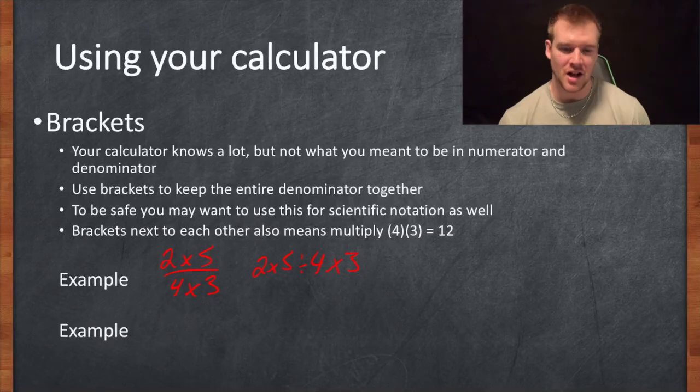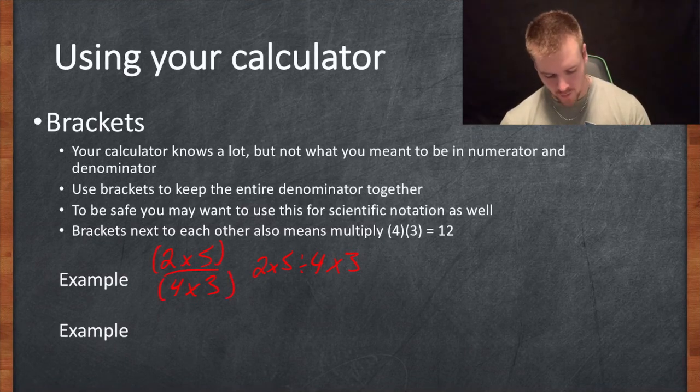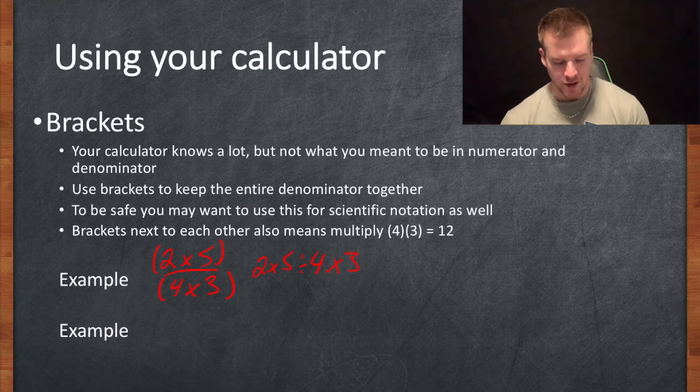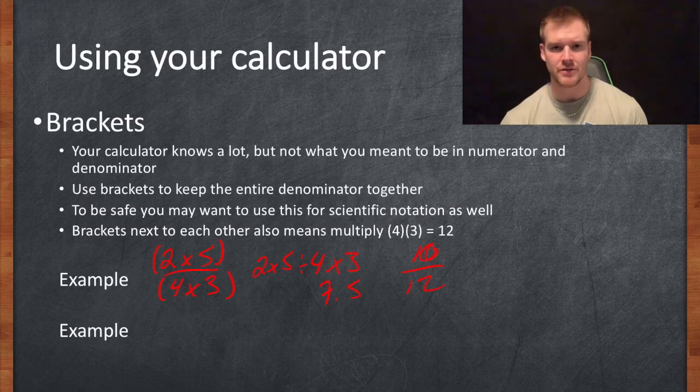But that's actually not correct, because when we look at this equation, it was 2 times 5, that whole number, divided by 4 times 3, that whole number. And your calculator didn't know to group those together. We can do some quick math and say that 2 times 5 is 10 over 4 times 3 is 12. And we shouldn't be getting a number of 7.5 when we go 10 divided by 12.